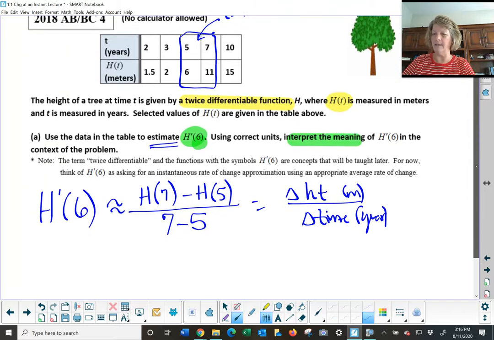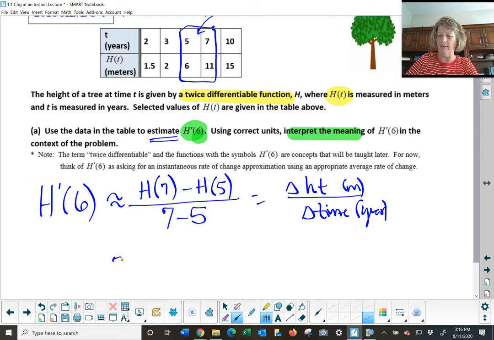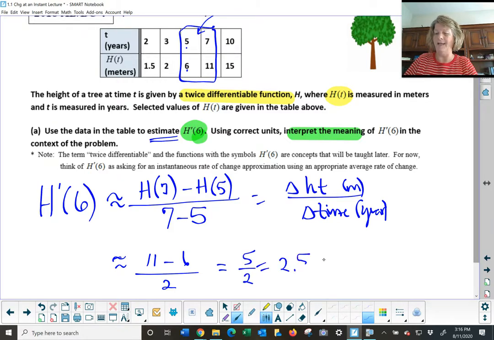I need a little more space. So I'm going to have the height at 7 years was 11. The height at 5 years was 6. Divided by 7 minus 5 is 2. And that's going to give me 5 divided by 2. If you'd rather call it 2.5, you go right ahead and do that. 2.5 meters per year. Remember, we were talking about height. So this tree, on average, at year 6, estimating 2.5 meters per year.